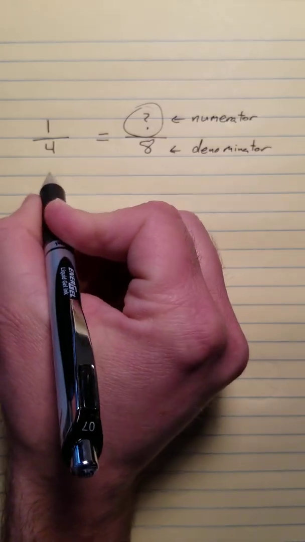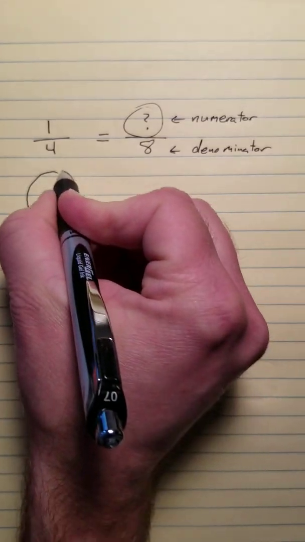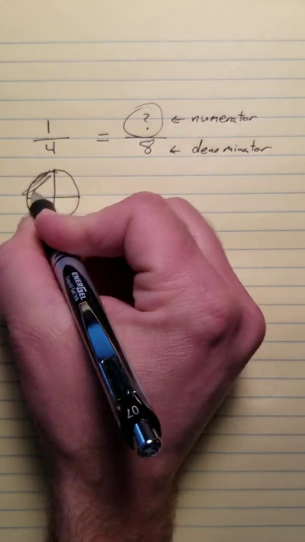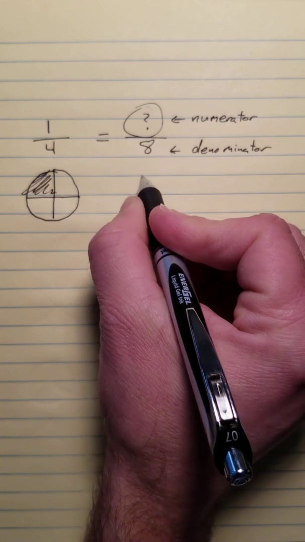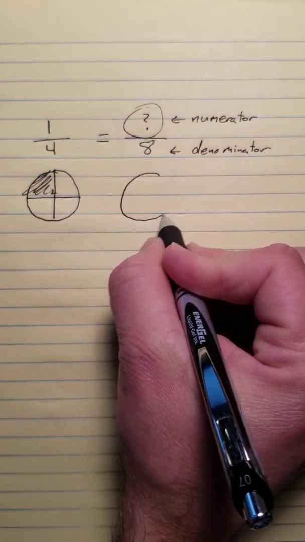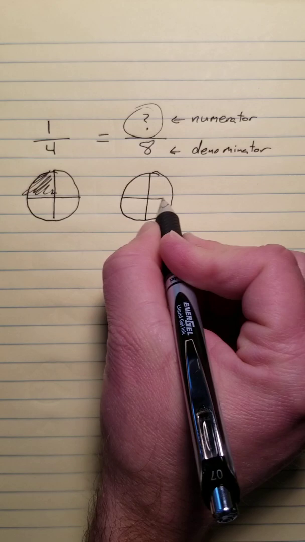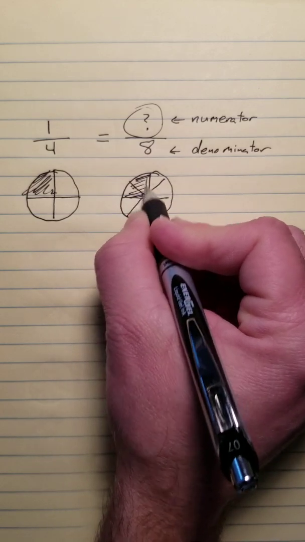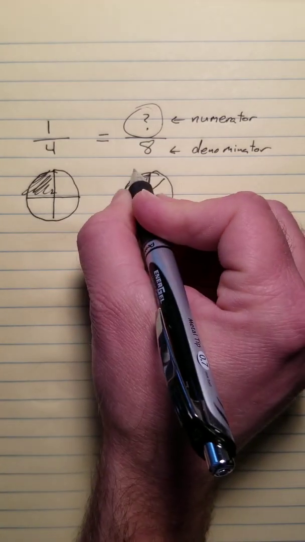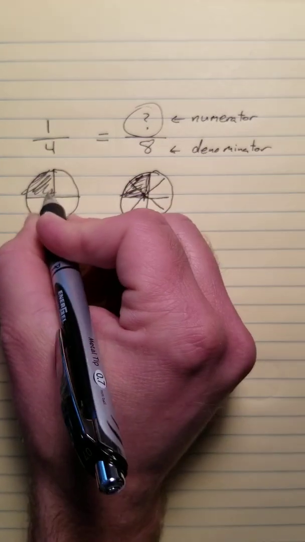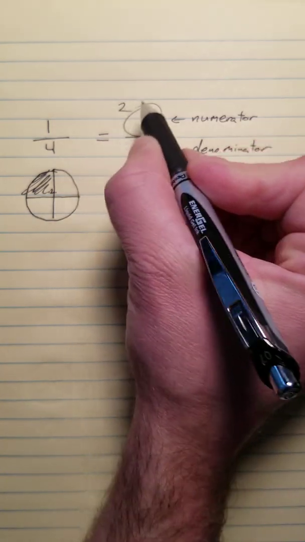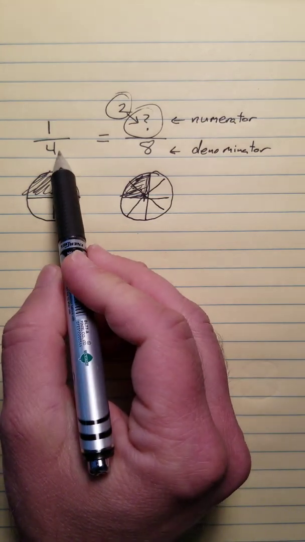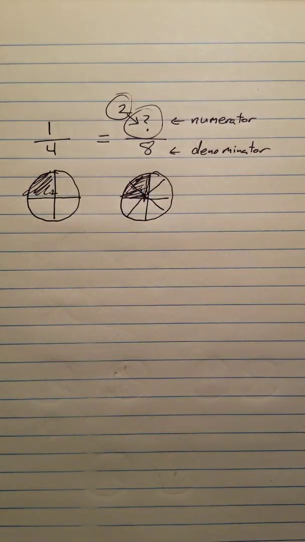What is this missing number? So go ahead, draw a circle to help you out. Divide it into 4 parts. Shade that in. Then draw the same circle, divide that into 8 parts. Shade in the same amount. How many did you shade in? Well, it takes 2 of these to equal 1 of these. So your missing numerator is 2. 2 is going to go there. So that means 1/4 is equal to 2/8.